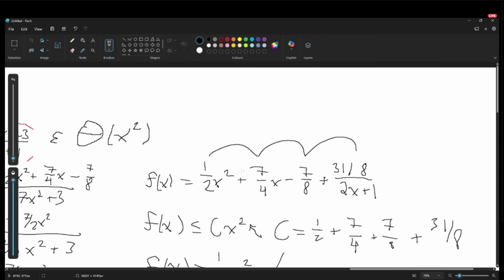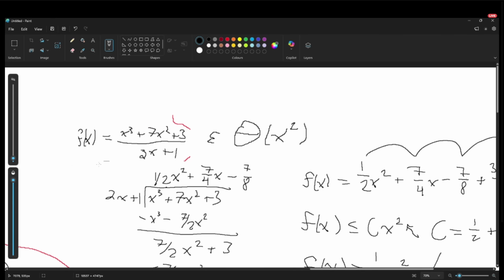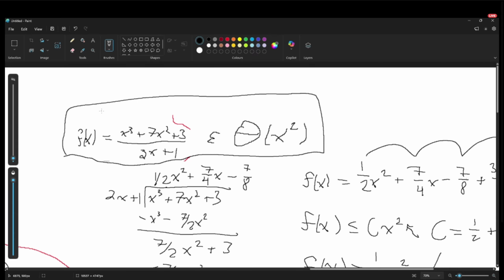Are there any questions about the way I sped through showing that the rational function was in big theta of x squared? Are there any questions about that?